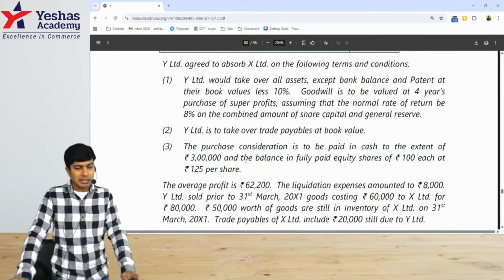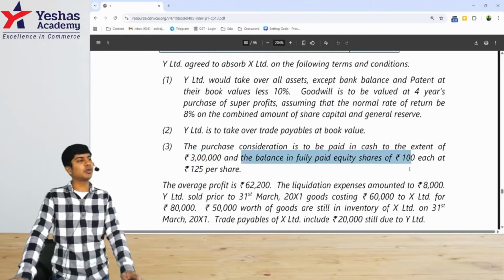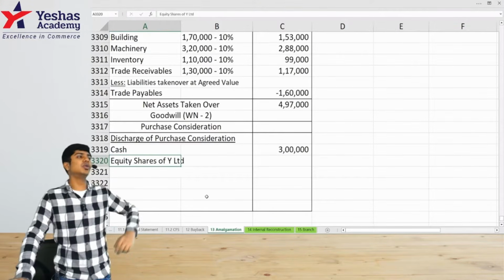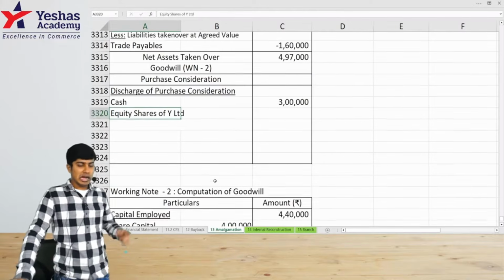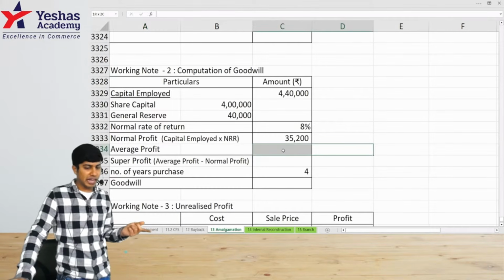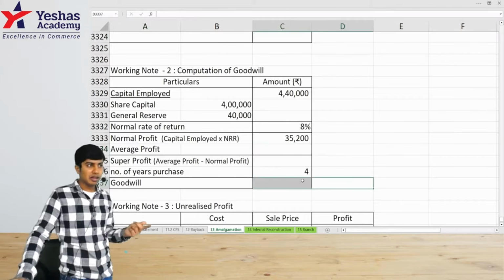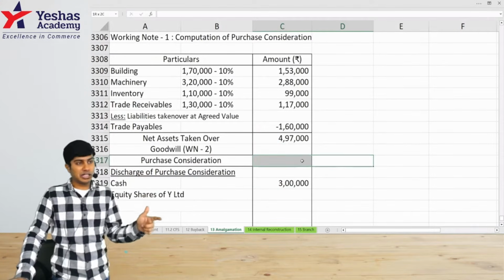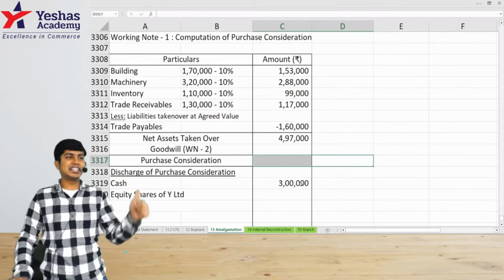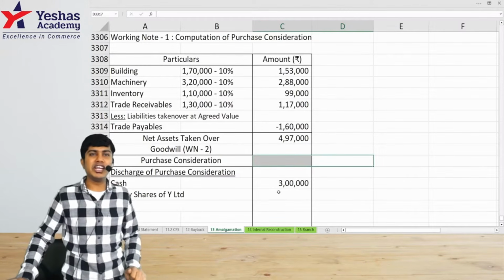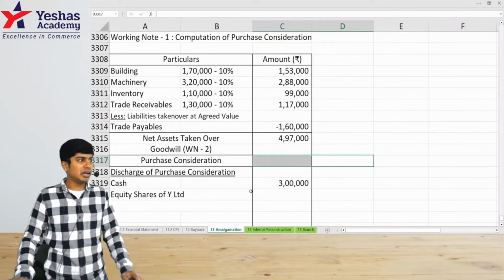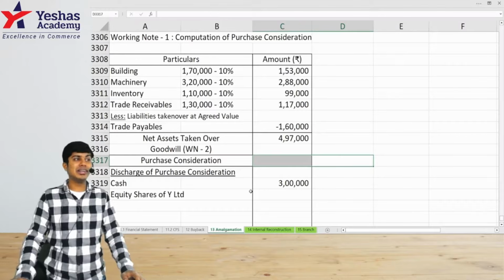Check this out. And the balance in fully paid up equity shares of rupees 100 each at 125. So I have to give equity shares in Y Limited. How much? I don't know. How will I get to know? I will close my second working note by filling average profit, by finding goodwill. Once I find goodwill, I will add goodwill to NATO. Then I will get total PC. From total PC, if I deduct 3 lakh, then I'll get number of equity shares to be issued by Y Limited in PC. Remember, issue price is 125.